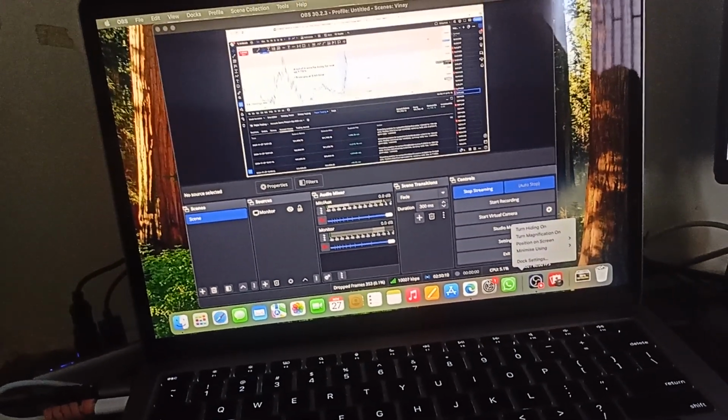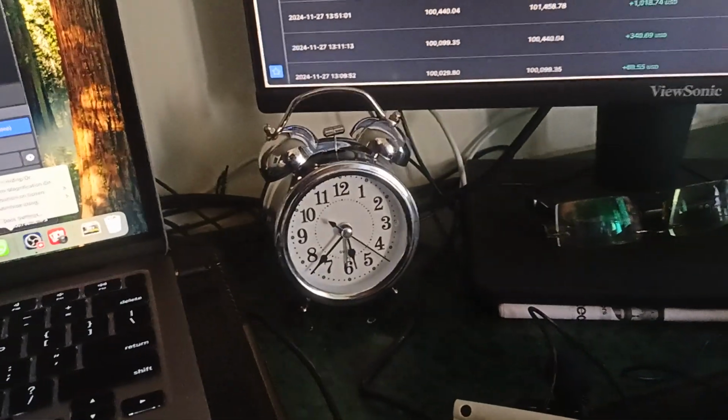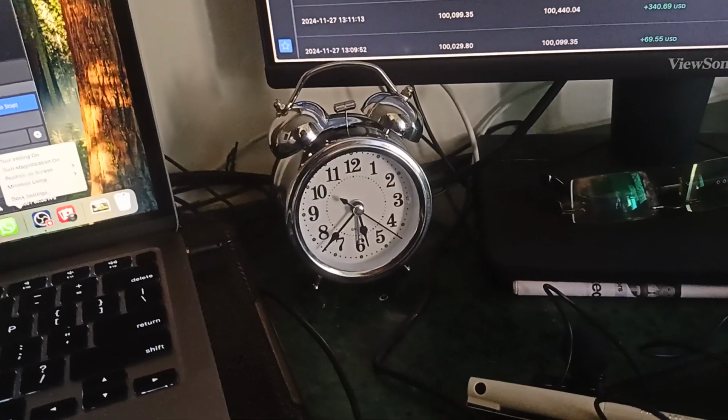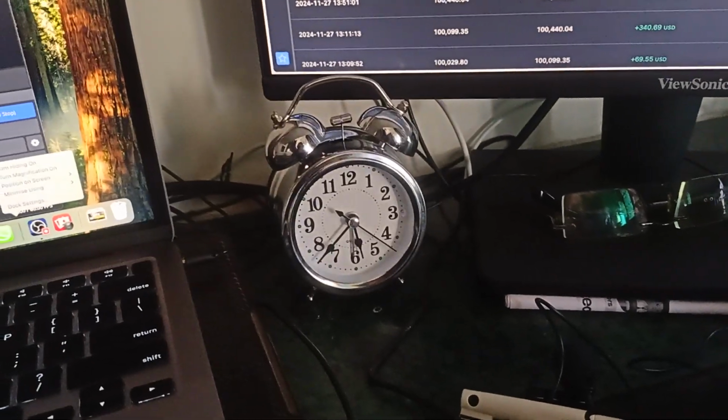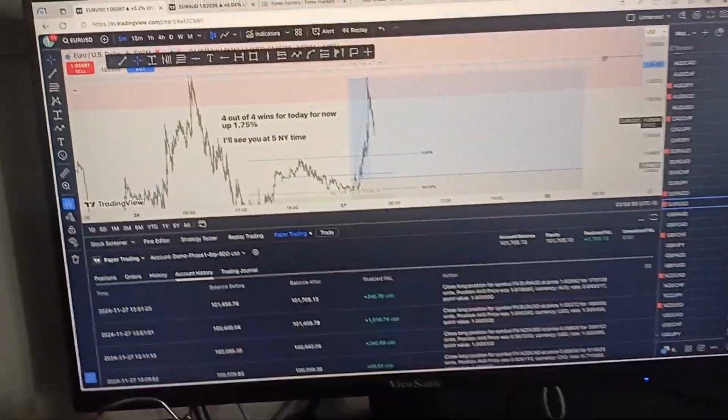I'll see you later. This clock is going to be working fine from tomorrow. I'm going to get the batteries for that. Hopefully you have seen my setup now. A very simple setup, but very effective if used properly and if I follow my system.